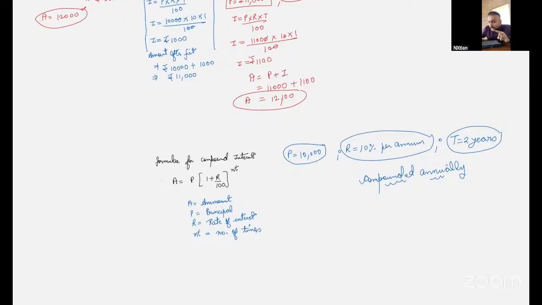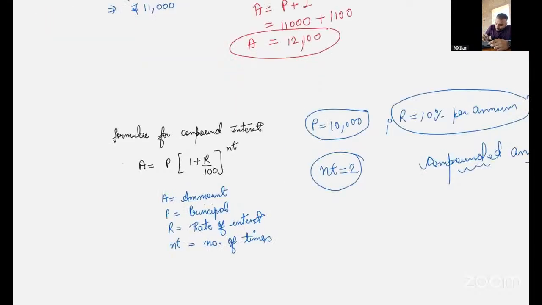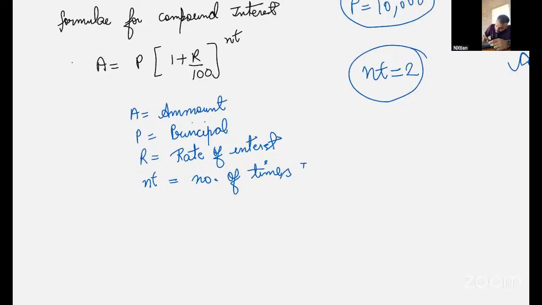So the NT, in this case, what is the value of NT? The NT will become 2. Did you understand? So what is the meaning of NT? Number of times interest applied.